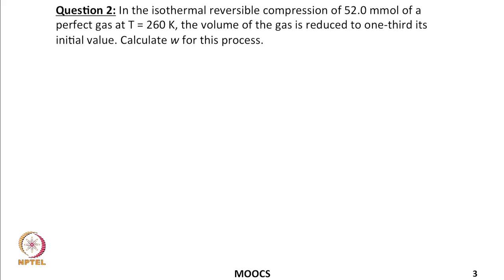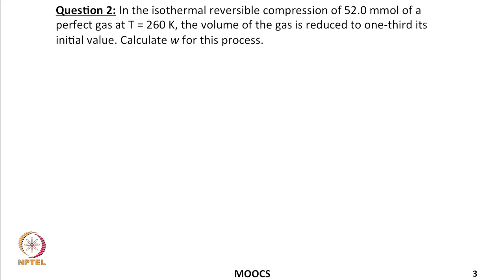Now, let us take another problem of a different kind. From irreversible, let us now discuss the reversible case. Question number 2: in the isothermal reversible compression of 52 millimole of a perfect gas at 260 Kelvin, the volume of the gas is reduced to 1/3 its initial volume. Calculate work for this process.